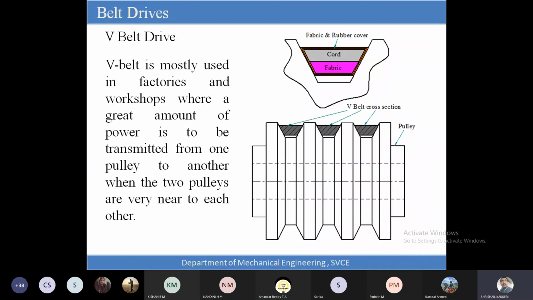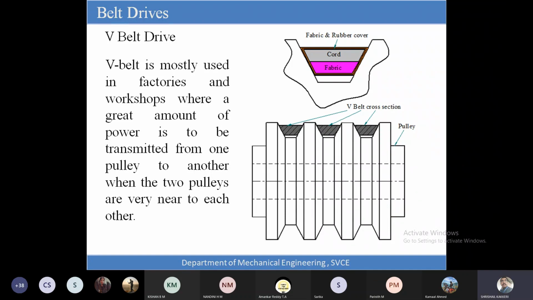Velocity ratio is the ratio of the speed of the driven pulley to the speed of the driver pulley. That will be equal to the diameter of the driver pulley to the diameter of the driven pulley. That is N2 by N1 will be equal to D1 by D2. That's all. If you are going to take the thickness into account, then N2 by N1 will be equal to (D1 plus T) divided by (D2 plus T). This will be the velocity ratio. On this, we will be getting one problem. In the examination also, we can expect one problem, and for the test also one problem will be given.